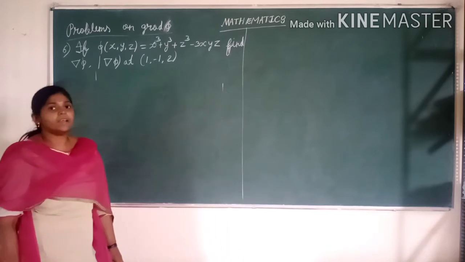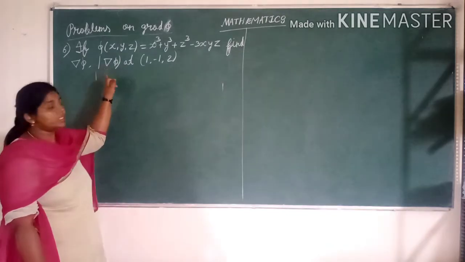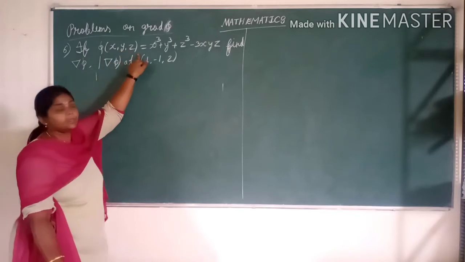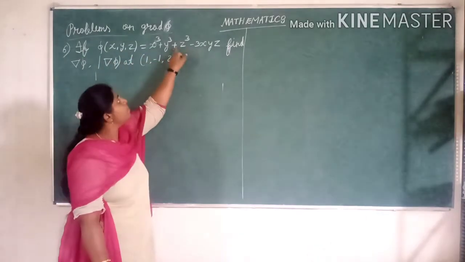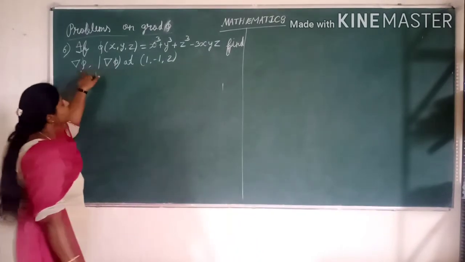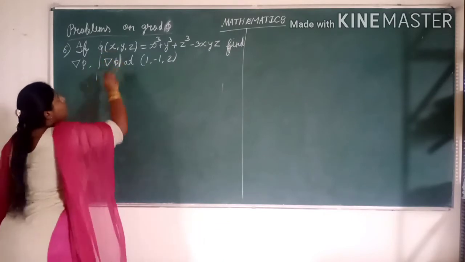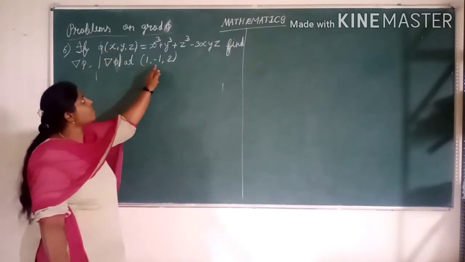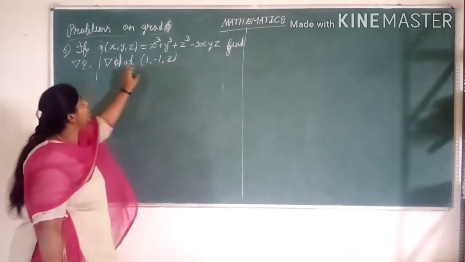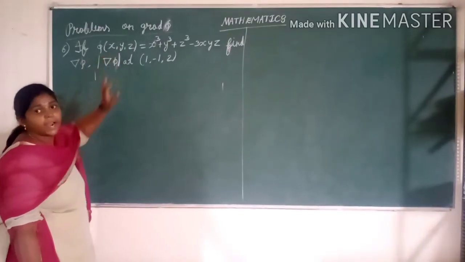Good morning students. In the earlier class, we studied the 5 problems. The continuation, the 6th problem. If phi of x, y, z equals x cube plus y cube plus z cube minus 3xyz, then find grad phi and the modulus of grad phi at the point (1, -1, 2). In the earlier class, we discussed only the grad phi. Now we are going to discuss the modulus of grad phi also.